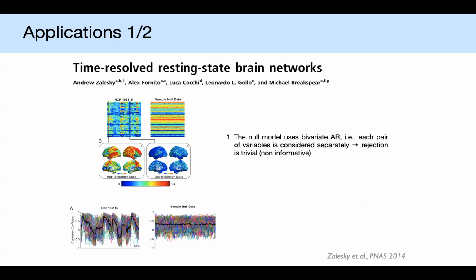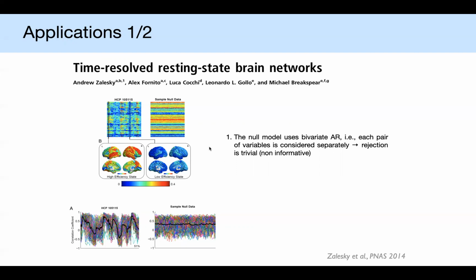So in that case, the null that they used was a bivariate autoregressive representation. That means that each pair of brain regions was considered separately. And so it's quite obvious that you will reject the null, because we know that several regions co-activate together. That's why we have resting state networks and things like that. By considering only bivariate AR, you destroy this structure.